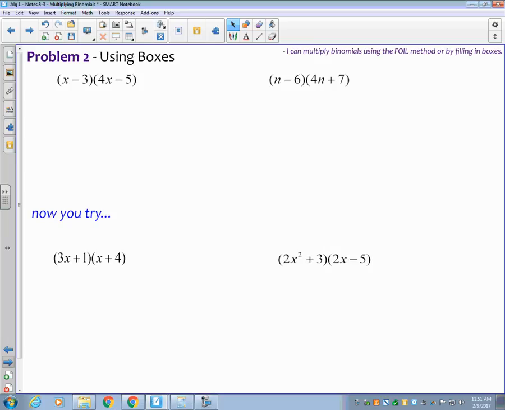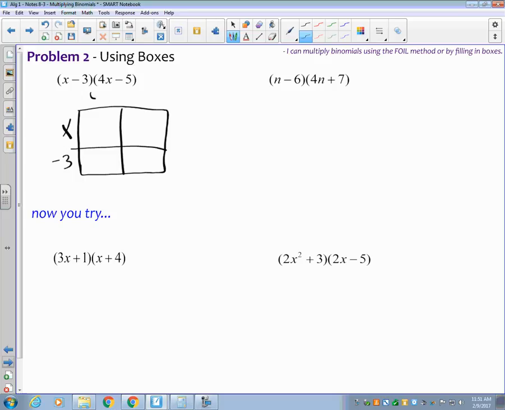I demoed using boxes. You guys can use boxes or FOIL. We're just going to include more practice here. I'll use boxes just so that you know I know how to do it. So we put our x and our negative 3 on the length and our 4x minus 5 on the width. We got 4x times x, or 4x squared. We got x times negative 5, or negative 5x. Negative 3 times 4x gives us negative 12x. And negative 3 times negative 5 is positive 15.